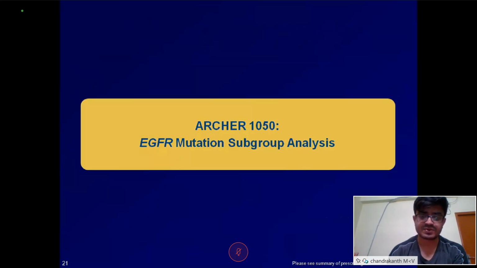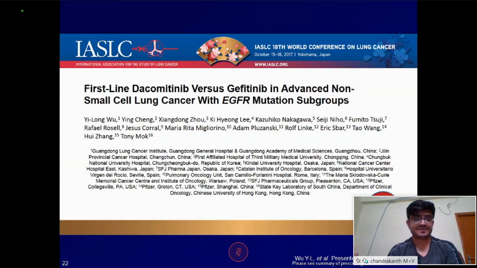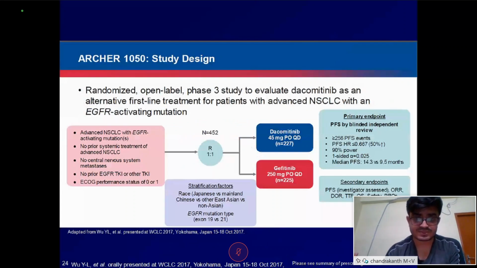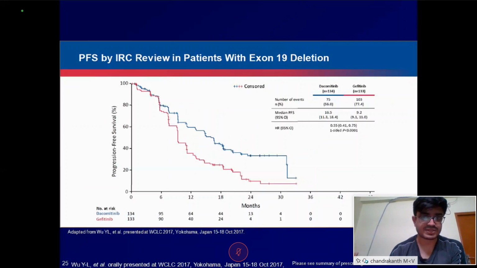So this is, and then coming on to the subgroup analysis. So first line Dacomitinib versus Geftinib in advanced NSCLC with EGFR mutation subgroups. So we had afatinib data where exon 19 was more favored by afatinib when compared to exon 21. So this was a subgroup analysis. As per the baseline stratification, they looked, is there any preferential activity of Dacomitinib on exon 19 or 21? And you can see, so this was the baseline study design as I already showed you.